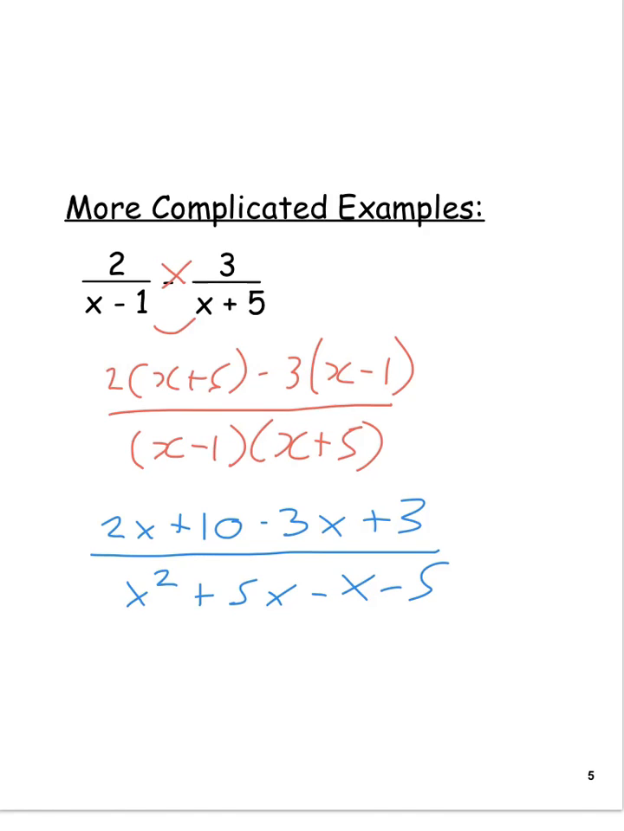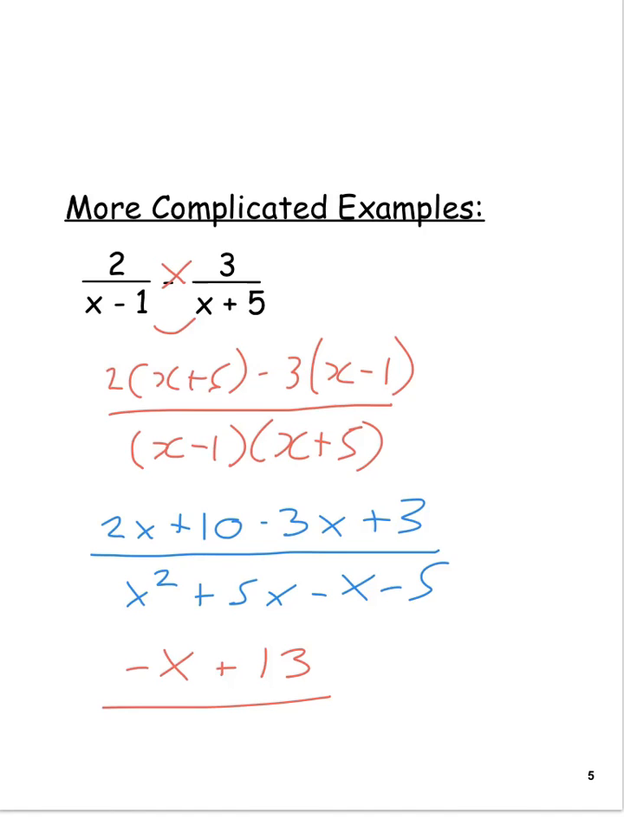And to finish this off, what we need to do is gather our x's and units. So in the case of the top half of the fraction, we've got 2x's, take away 3x's, which gives us minus x. We've got 10 add on 3, which gives us plus 13. And on the bottom half of the fraction, we've got x squared. There's no other x squared terms.